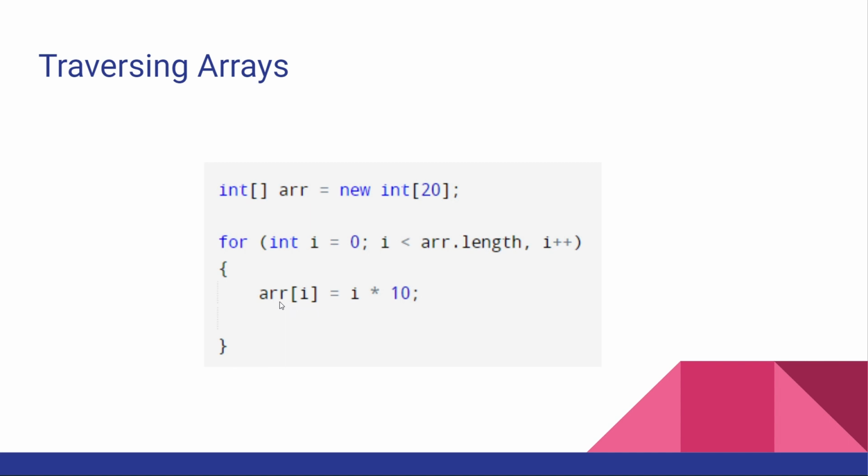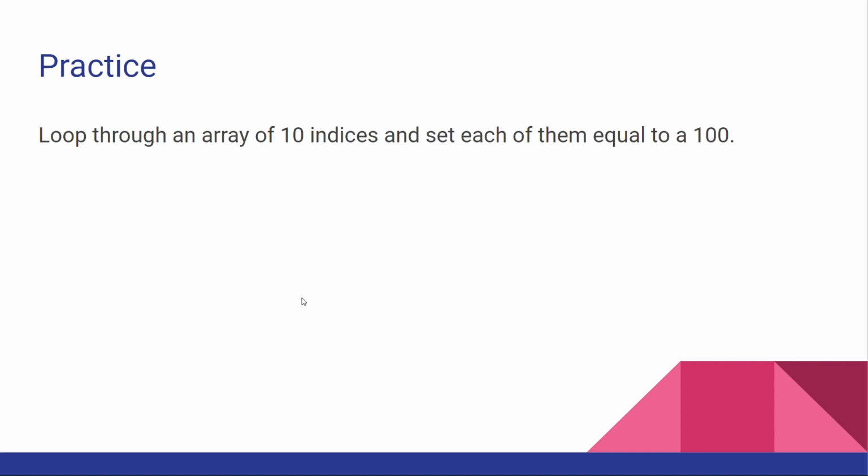Now to access each index, you write out the name of your array, and then using the square brackets, you mention a number, which should be the index of your array. You always want to make sure this i value is never more than the length of your array. So let's say you want to access the array at index 21 or 22. Those are obviously going to cause a big issue in your code and cause it to crash.